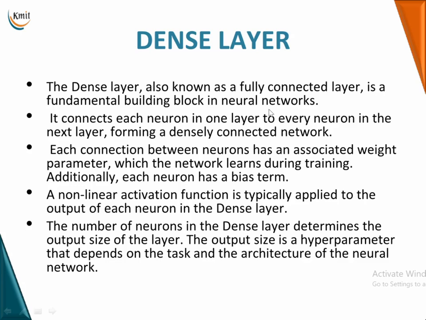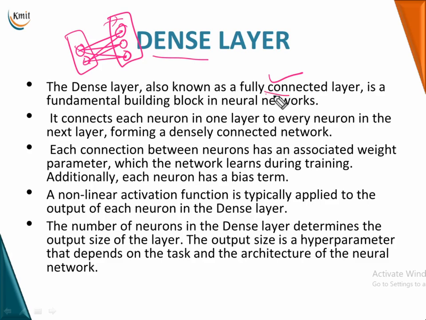The other name is fully connected layer, and we all know it's a fundamental building block in a neural network. In a fully connected layer, if one layer has certain neurons and another layer has a certain number of neurons, each neuron is connected to every neuron in the subsequent layer. There is no dropout as such. That's how the name is dense, and it is also called a fully connected layer. It connects each neuron from one layer to every neuron in the next layer, thereby creating a densely connected network.